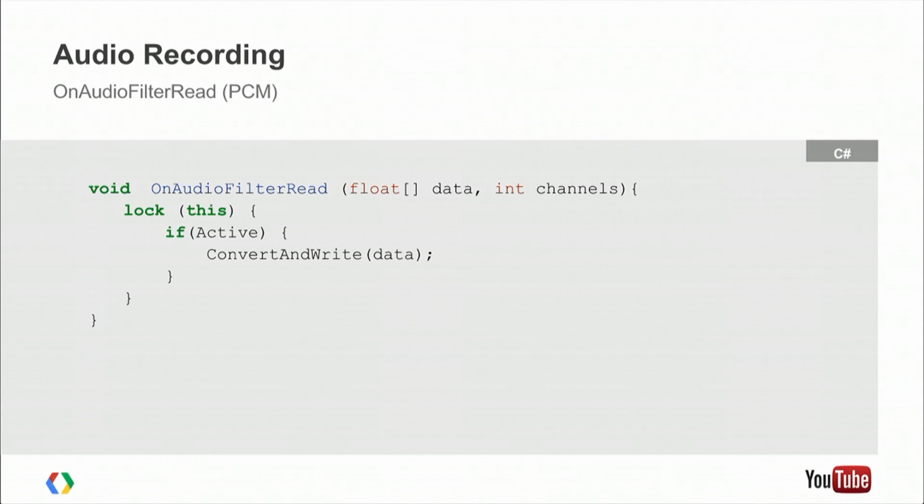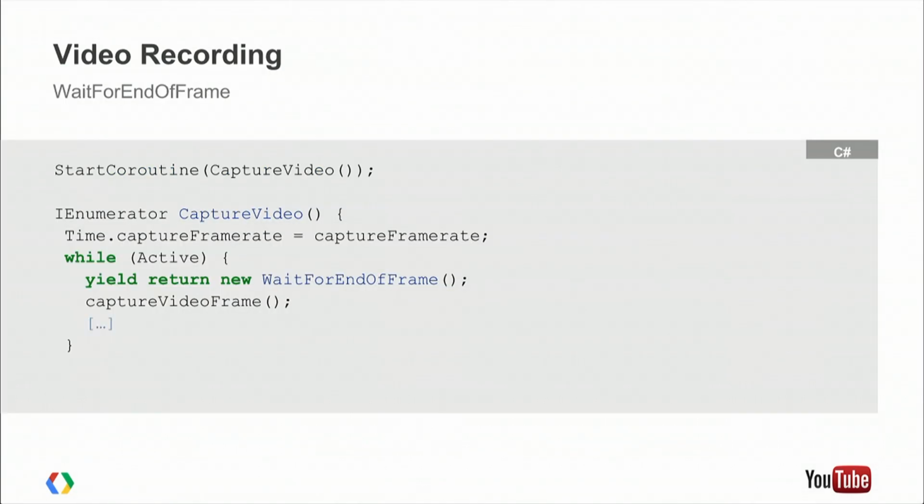So for audio recording, and Corey highlighted that when he pulled up MonoDevelop to show you the snippet of the code, we use audio filter read. So this is the callback that is invoked by Unity at the frequency that you define using the mechanism from the previous slide. And what's passed to you is really raw PCM audio. And this is what we'll pass on to the encoder.